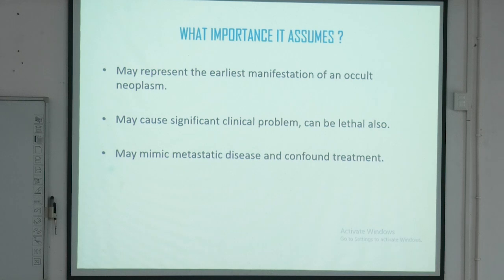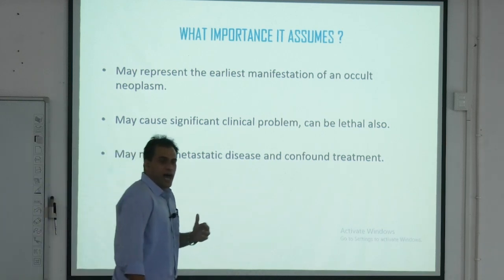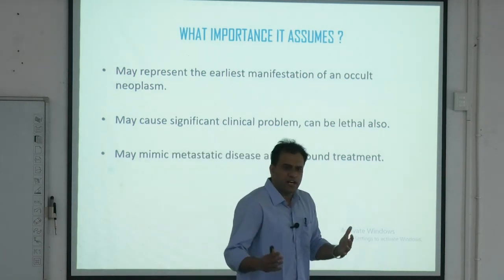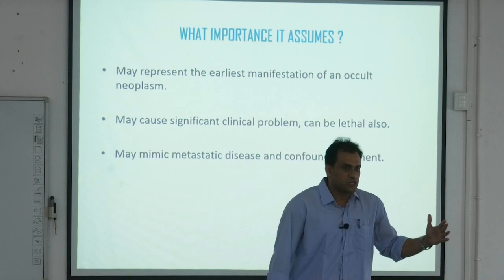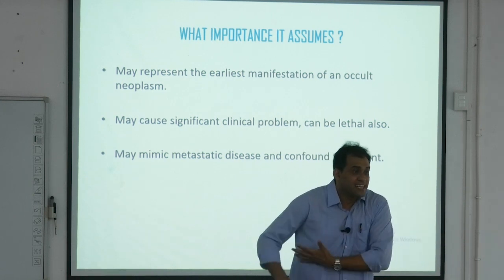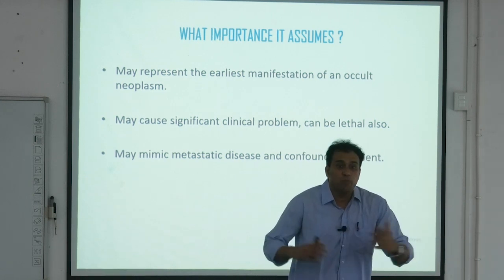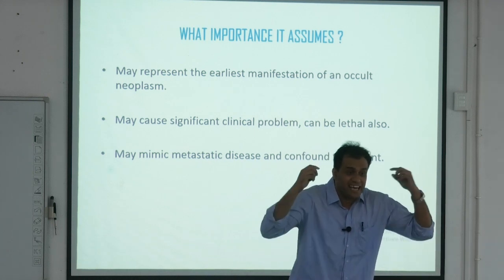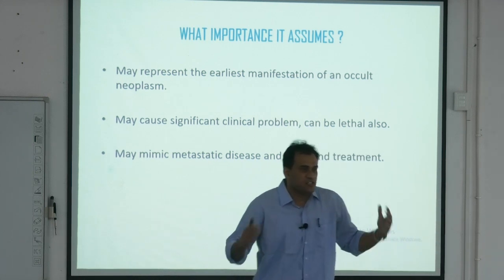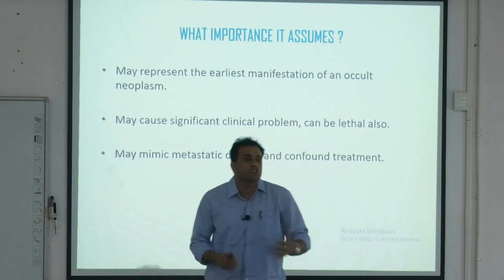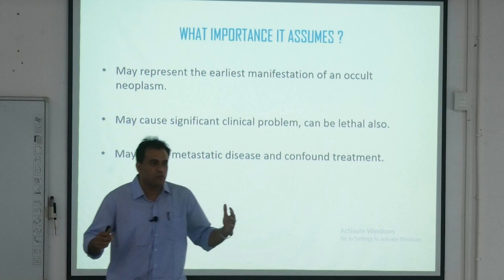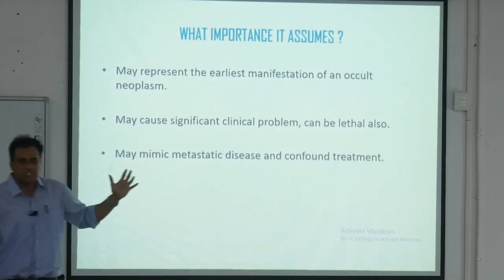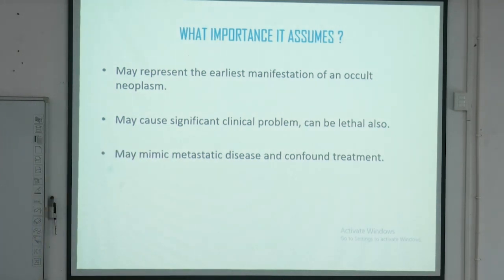So it may represent the earliest manifestation of an occult neoplasm. Say the patient presents with Cushing syndrome, and the doctors are thinking it can be Cushing syndrome, the pituitary is affected. But no, the person has a cancer of the lung which nobody has detected, a small cell carcinoma of the lung, which is so deadly and needs immediate intervention. That's why I'm saying it's an occult neoplasm.